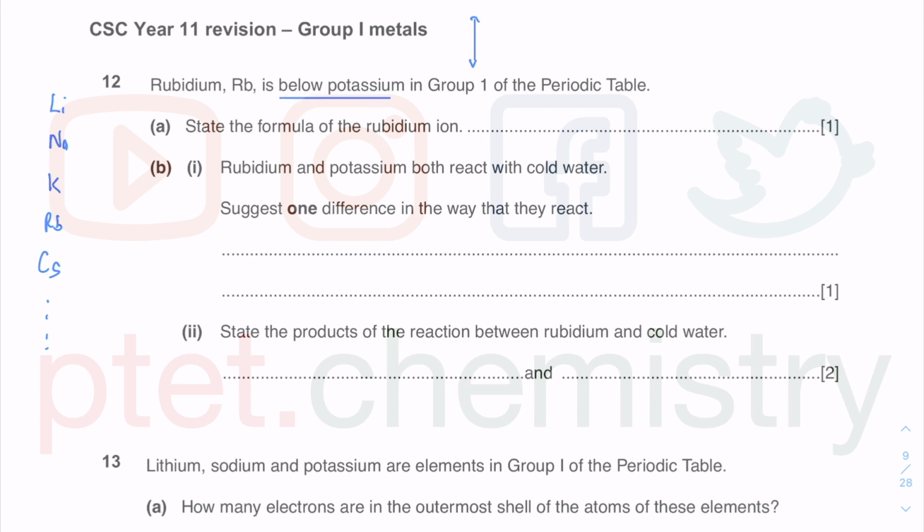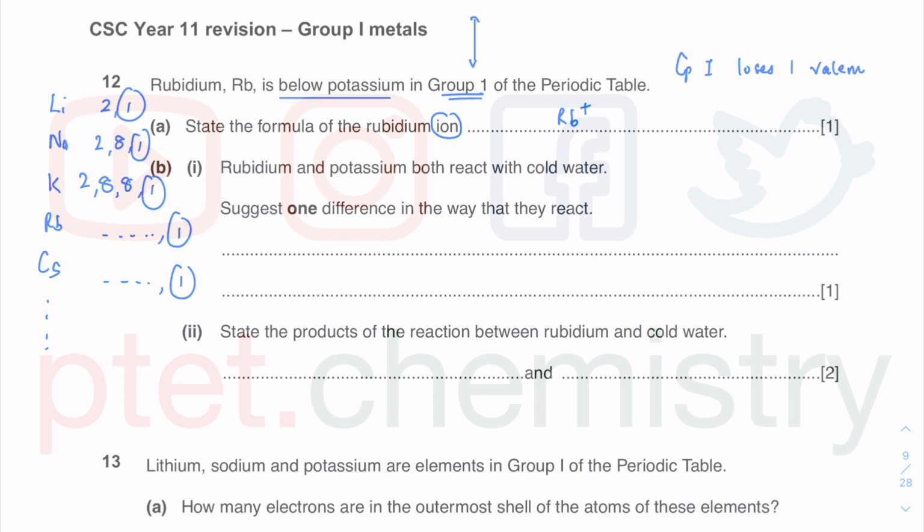State the formula of the rubidium ion. Being a group 1 metal, all of them will have 1 electron in the outer shell, such as what I'm showing you on the screen right now. So therefore, when they form ions, the metal loses electrons and they will form a singly charged cation, meaning they will form a positive ion with a +1 charge, because a group 1 metal loses 1 valence electron and therefore you get a +1 cation.